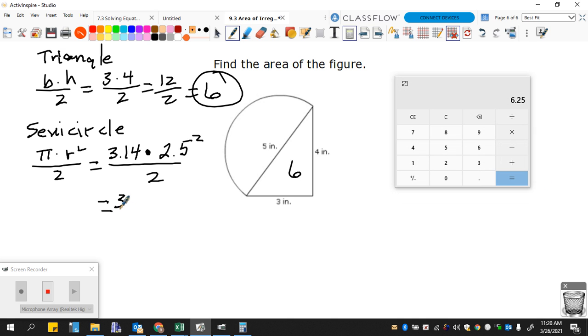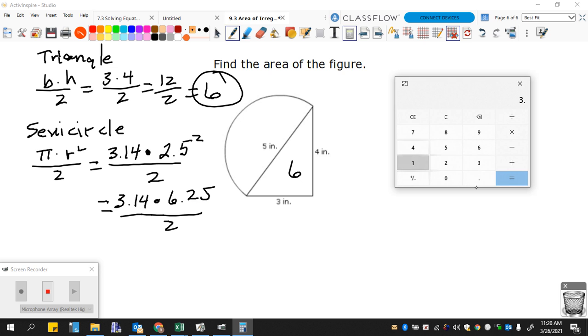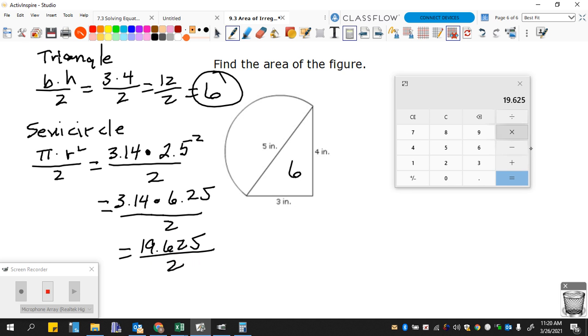So that's 3.14 times 6.25 divided by 2. So I'm going to take the 6.25 times 3.14, hit the equal sign. So that's 19.625 divided by 2. And that gives us a grand total answer of 9.8125 square inches.